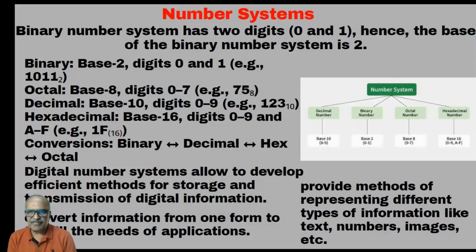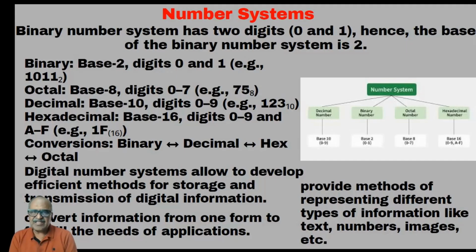Okay, numbering system, first topic. The binary number system has two different digits, that is 0 and 1. That is why we call it binary. So you have two digits, 0 and 1. Examples are 1011 or 1001, or likewise, only the two digits 1 and 0.